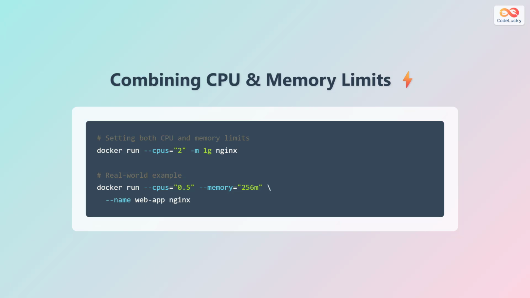Here's a real-world example. docker run --cpus=0.5 --memory=256m --name webapp nginx. This restricts the container named webapp to 0.5 CPUs and 256 megabytes of memory.